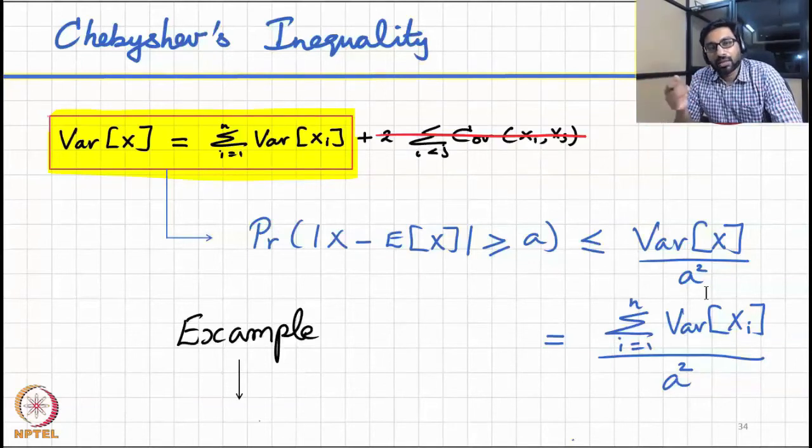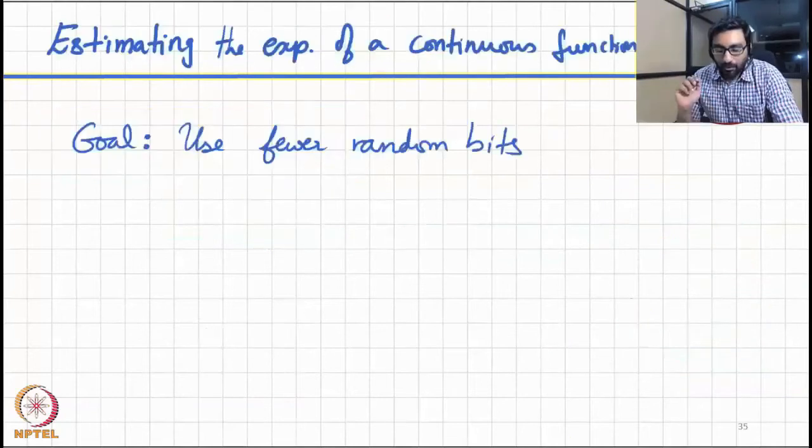But let's look at an example where it's actually applied. Let's try to estimate the expectation of a continuous function. Okay, so this is going to be our application. We're going to use fewer random bits, and by that I mean that we will be using fewer independent random bits than normally needed in order to be able to successfully estimate the expectation of a continuous function within reasonable epsilon delta parameters.